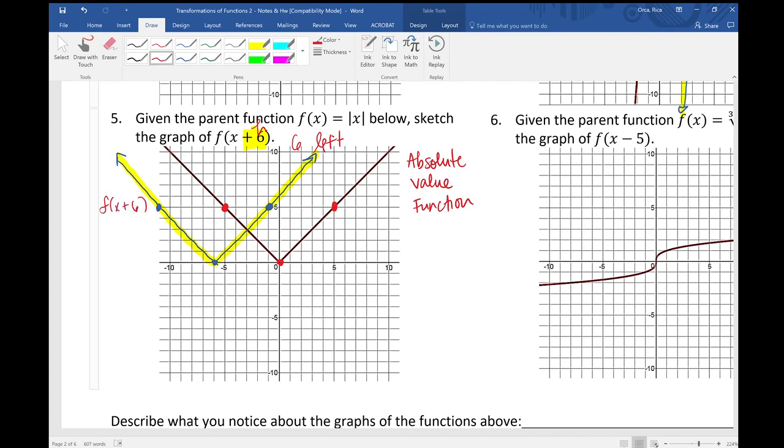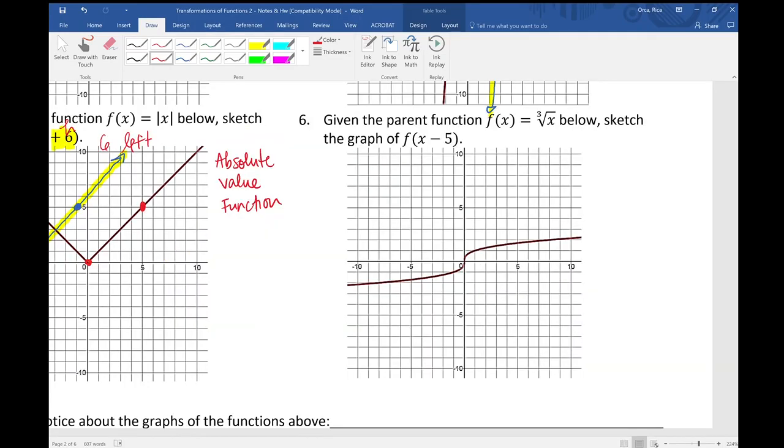Okay, let's graph one more, and then we'll move on to some more challenging questions. Problem number 6. Given the parent function f(x) = the cube root of x, sketch the graph of f(x - 5). Because the graph looks like an S, I know that this is a cube root function. So now let's graph f(x - 5). The minus 5 is inside of the parentheses. That tells me that we need to move the graph 5 units to the right. And the minus 5 is our h.